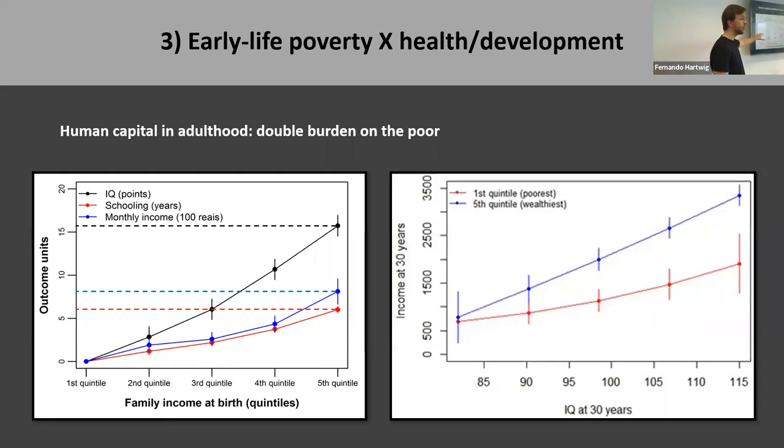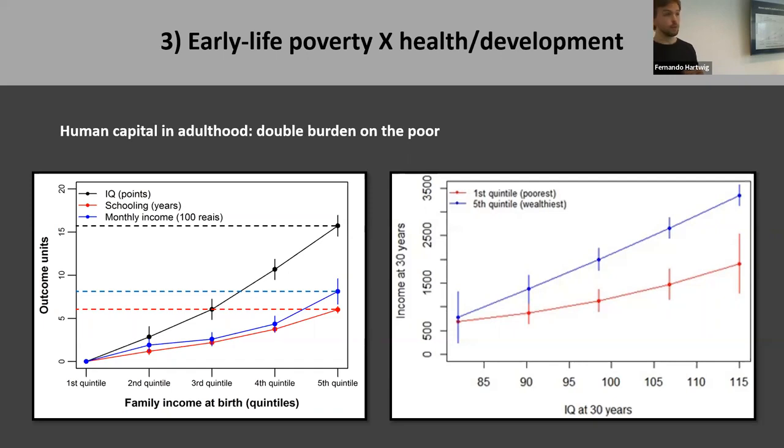So here's the same figure that I've shown before, and the figure to your right is a very interesting figure. The red line in the figure to the right corresponds to the poorest subset of the population, and the blue line corresponds to the wealthiest subset of the population. And what am I showing here in this picture? I'm showing the association between the IQ that you have at age 30 on the x-axis and your income at age 30 on the y-axis. So what do we see here?